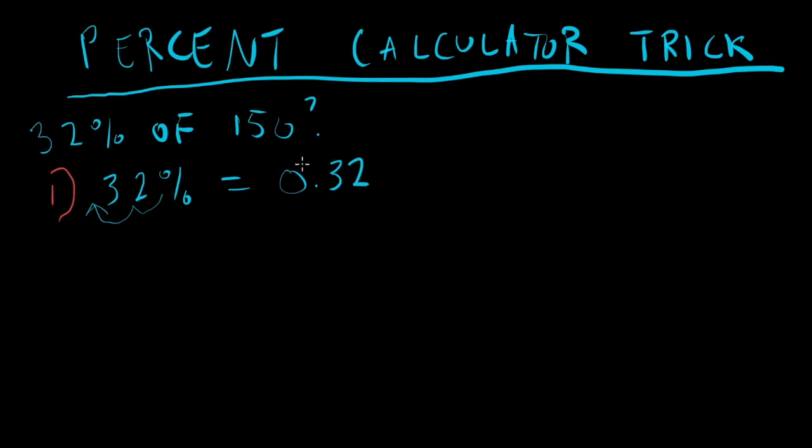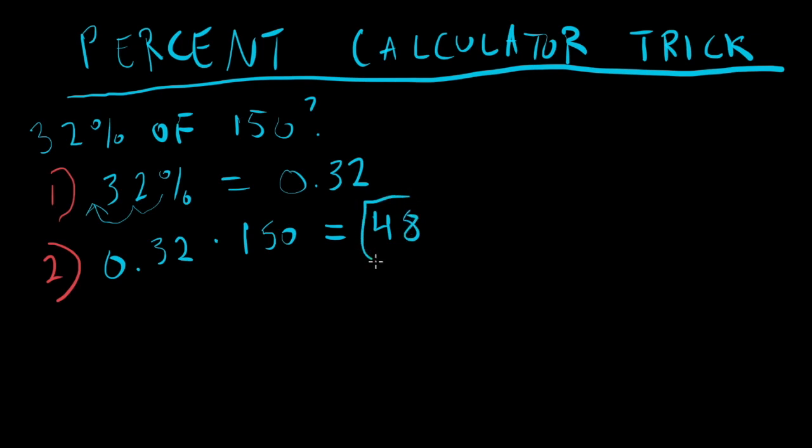So first thing is we convert it to a decimal. And our second step is we just take that decimal, 0.32, and we multiply it by our whole number. So 0.32 times 150. You could work it out, but it depends on how comfortable you are multiplying decimals. If we just multiply it on our calculator, we're going to get 48 as our answer. And that is our answer. So we can do this with all of the problems we just did. Now this is of course only if you're allowed to use your calculator, but if you are, this is a very helpful trick to have.